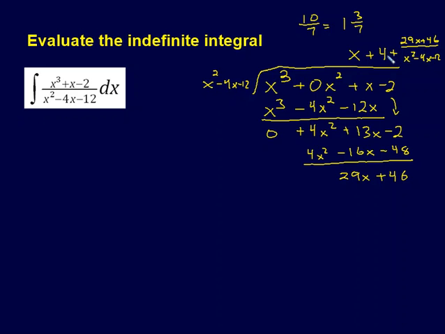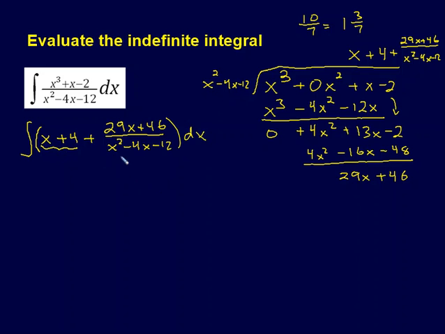So far, let's just summarize what that has done so far. What that has done so far is let us take the original integral, this big fraction, and split it into a couple of parts: x plus 4 plus this fraction 29x plus 46 over x squared minus 4x minus 12. So now the first two terms we're not going to have any problem with. We can integrate the x and we can integrate the 4. Now what's going to have to happen over here is this is where we do our partial fractions.